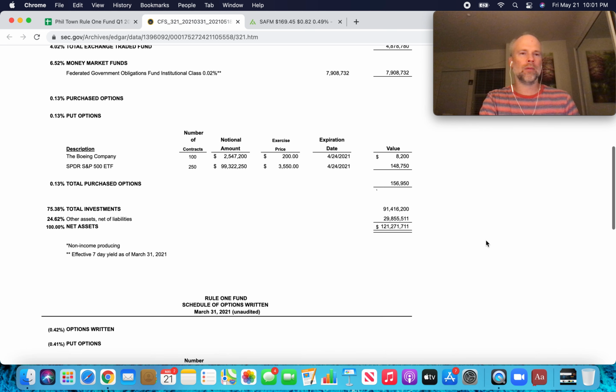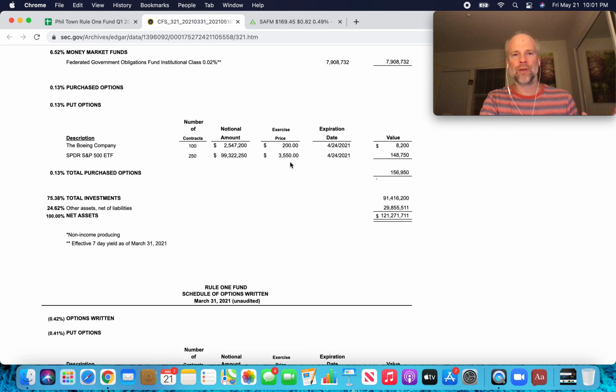Now, I don't know a ton about options. This is a little confusing to me that this exercise price for SPY is $3,550, okay? I think the current price of SPY is in the 400s. Let me just check it out real quick here. SPY, $415, okay? So I don't really understand what's happening, why this exercise price is so far above the current price. That must be a particular options strategy that Phil is putting on.